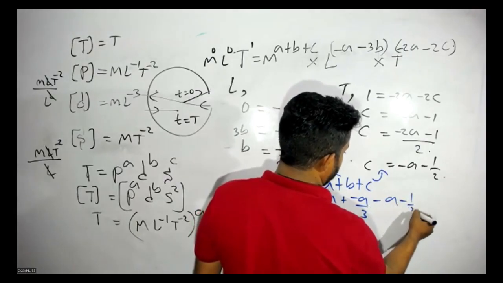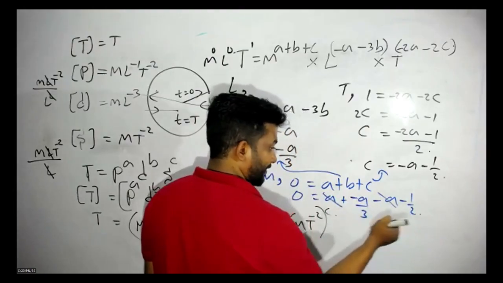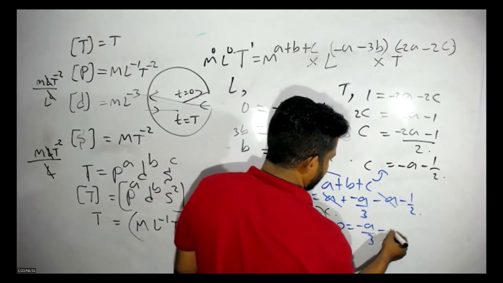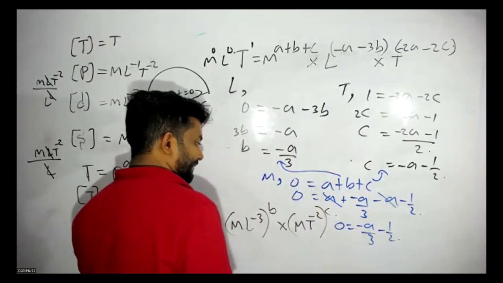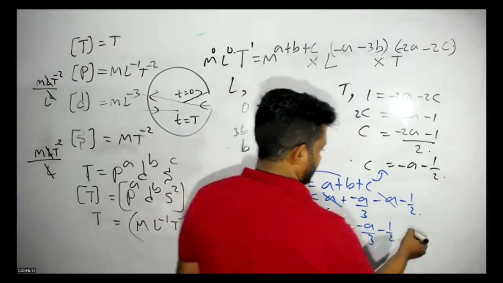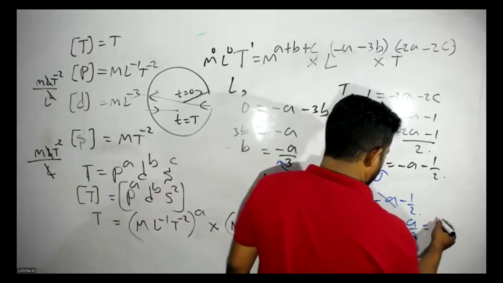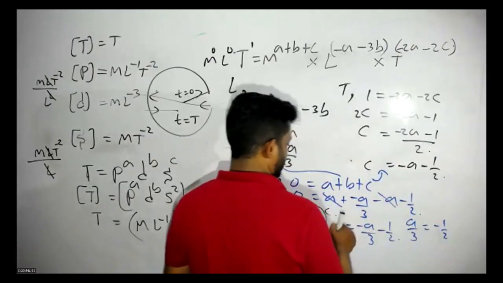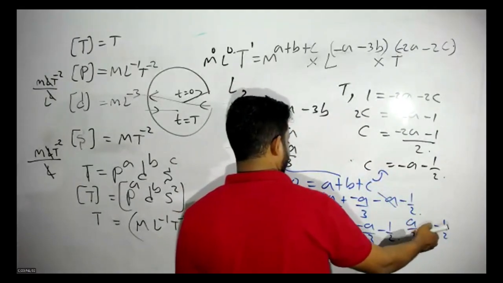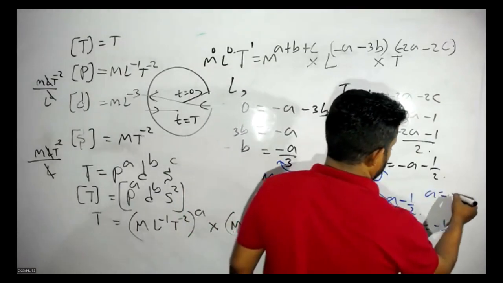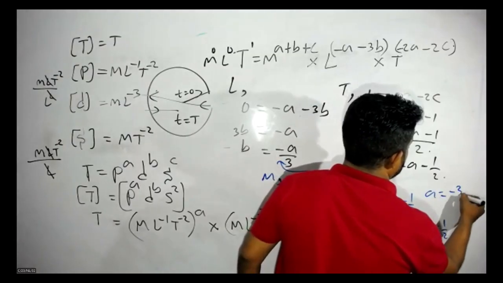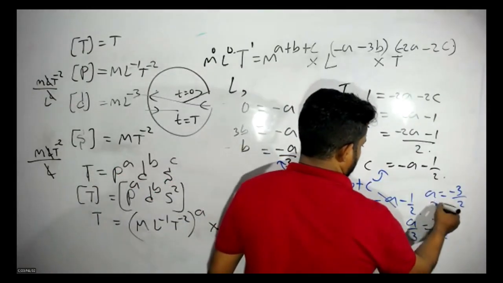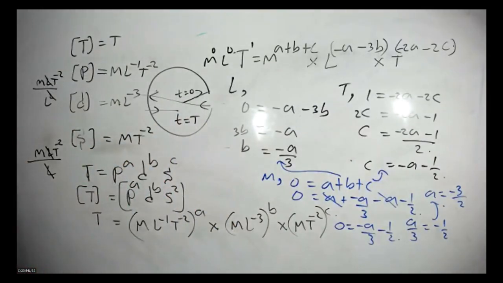Then A and minus A cancel. So 0 is equal to minus A over 3 minus half. Then bring the term to the opposite side: A over 3 is equal to minus half. When you bring the term to the opposite side, it becomes plus A over 3. Then A is equal to minus 3 over 2. Now check the answers.